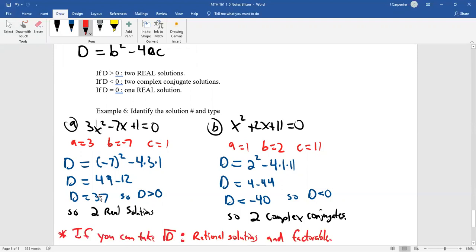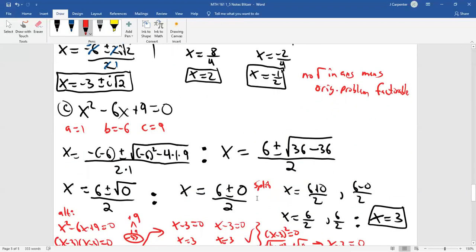So if you go back to A, the discriminant was 37, that means they're irrational solutions. B, negative 40, means they're irrational. If I had done the discriminant for problem C, that b squared minus 4ac was 0, the square root of 0 is 0. Look, rational solutions.